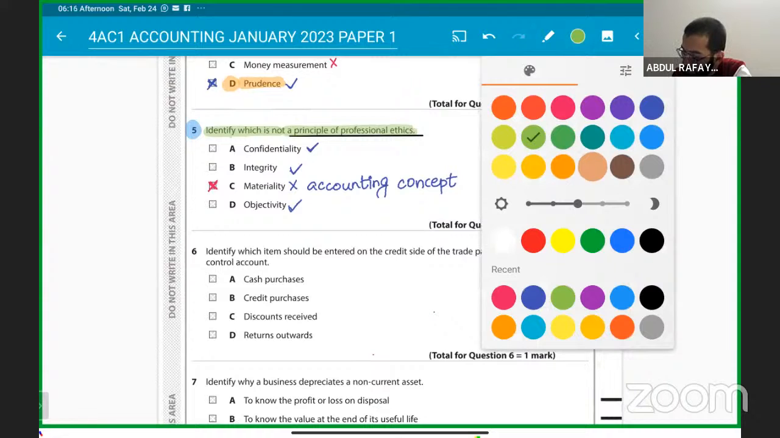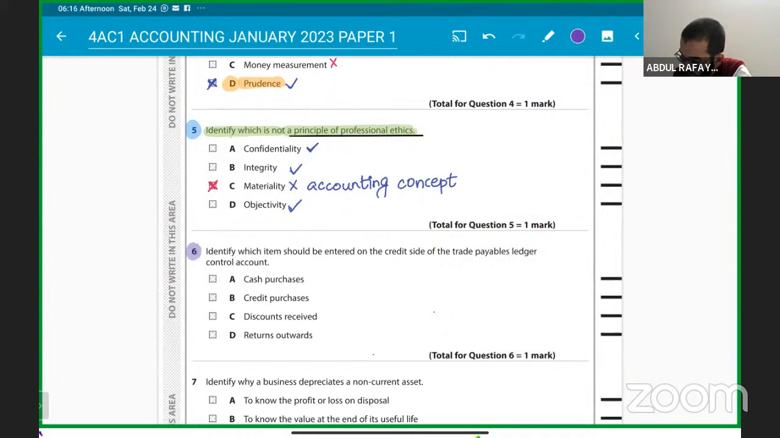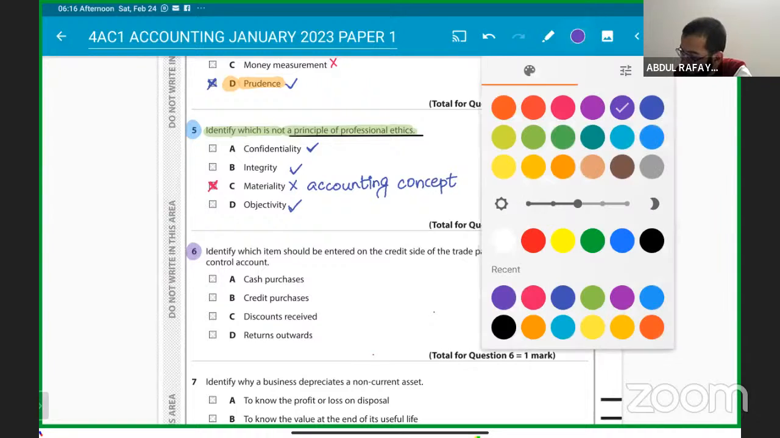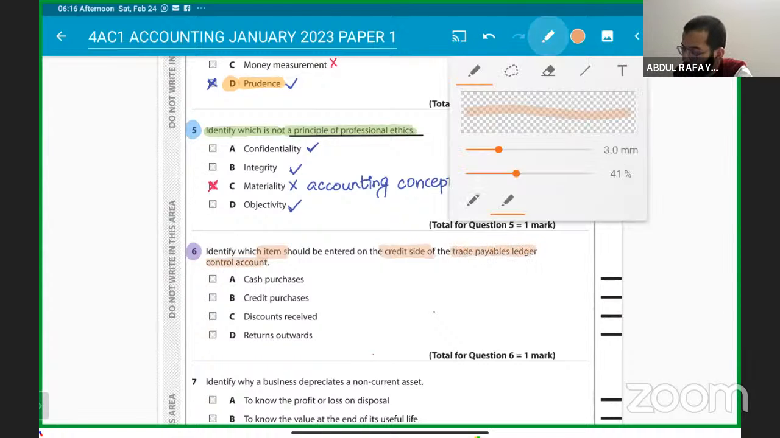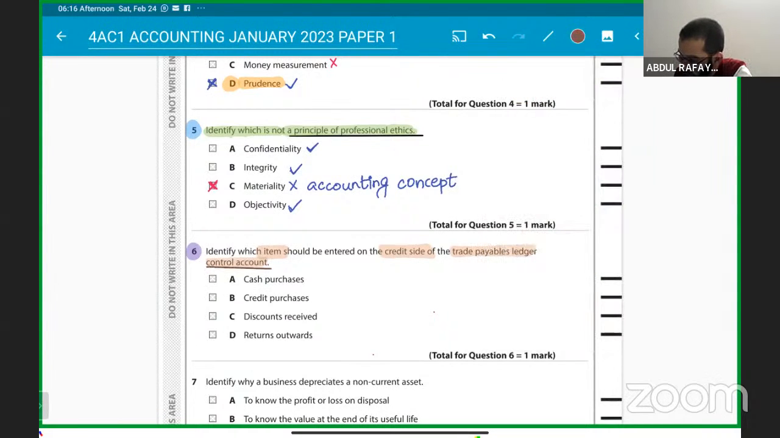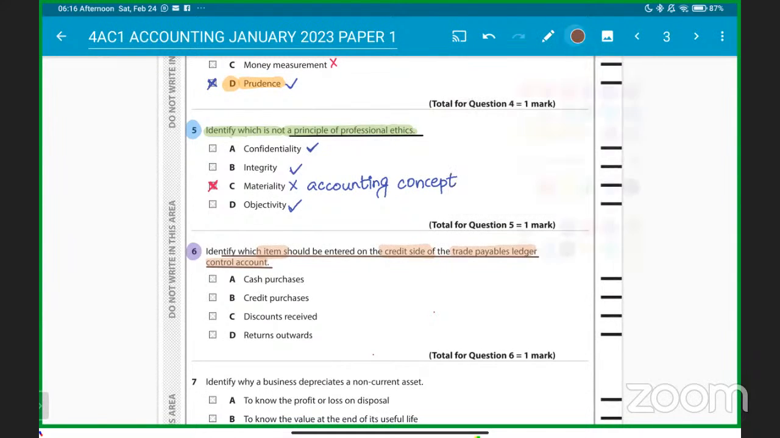Next, we move forward to question number 6. We have to identify which item should be entered on the credit side of the trade payables ledger control account. It's all about the format. If you know the format, you can work out what will be coming on the purchase ledger control account, or trade payables ledger control account. What will be coming on the credit side?